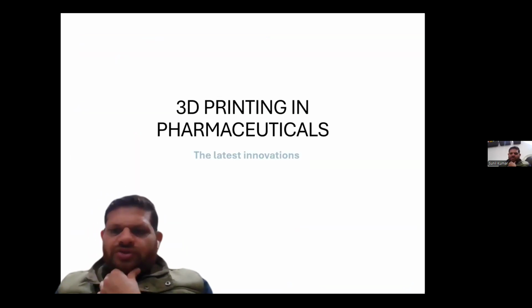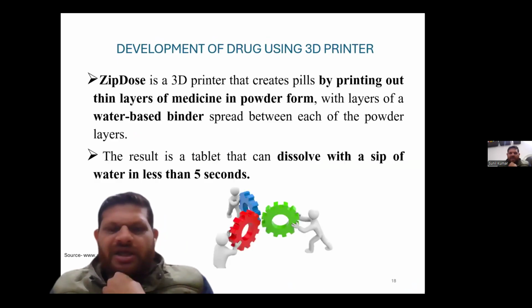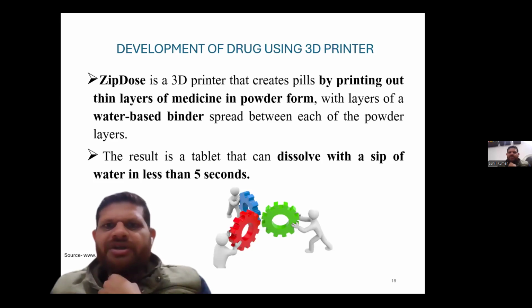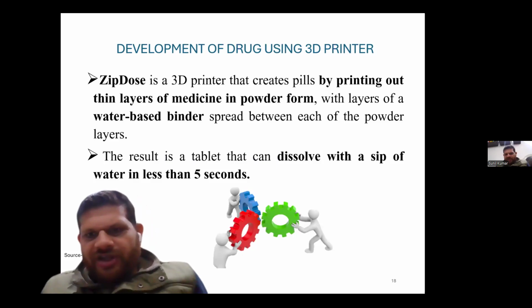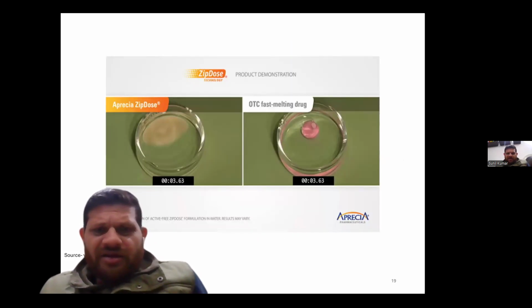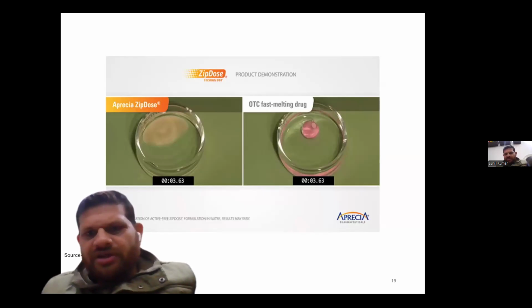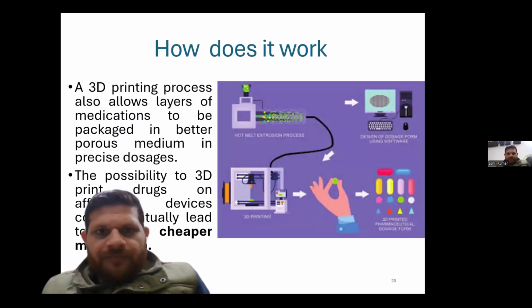So how is 3D printing helping in pharmaceuticals? A company called Zip Dose has printed pills in 3D with the help of a thin layer of medicine in powder form, with a layer of water-based binder spread between each of the powder layers. This result is definitely very effective, and it gives flexibility to the pills to be dissolved within 5 seconds. They did this experiment and produced the pills with the help of 3D printing, and the pill dissolved in 3.63 seconds, whereas the OTC fast melting pills need more time to dissolve.